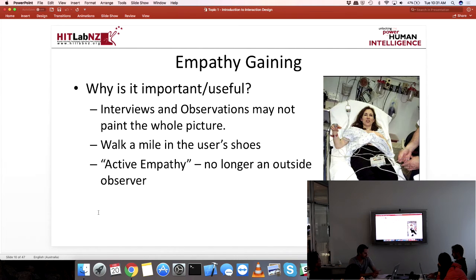So empathy gaining. Why is it important and useful? Interviews and observations may not paint the whole picture. People don't know what they don't know, is basically the biggest thing. So you ask someone to explain something to you, and they will explain their understanding of what it is. But it may be that they've been working with this piece of software or this hardware for decades now, and they actually don't know that it's terrible. They don't know that it can be any better.